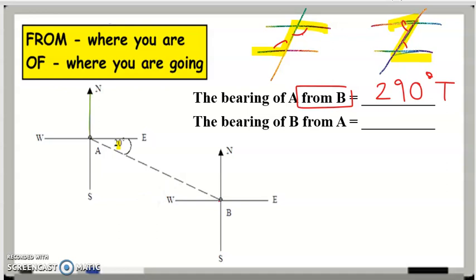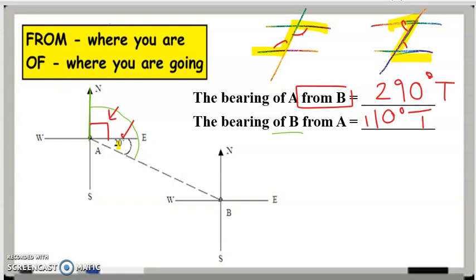If I want the bearing of B from A, I'm going to go and stand at A because I'm going from A and I want the angle I turn to get to B. I want the bearing of B. So I'm going from here, clockwise, turn till I get to the B line, and that will be a 90 degree angle plus another 20, and 90 plus 20 is 110 degrees true.